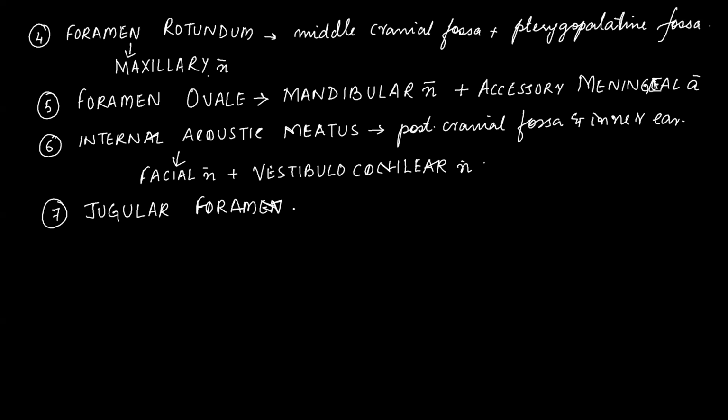The next one, what we are going to see is the jugular foramen. Now, talking about jugular foramen, this is basically formed anteriorly by the petrous part of the temporal bone, and posteriorly it is formed by the occipital bone. Now, we have three compartments of jugular foramen. First one is anterior one, we'll see first. The anterior one contains the inferior petrosal sinus.